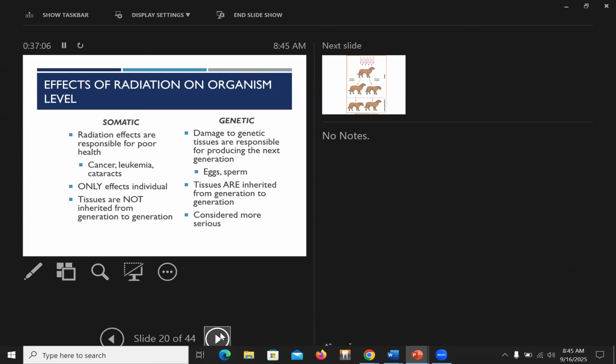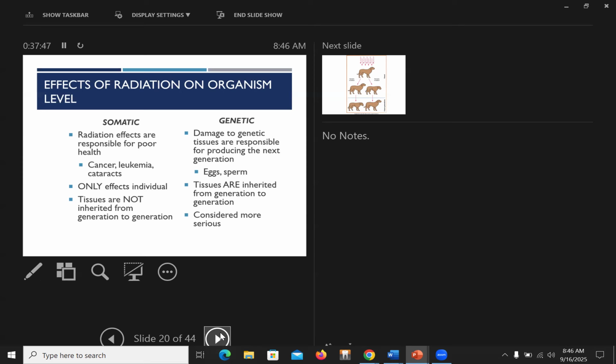So for somatic radiation, the effects are responsible for the poor health of the individual. Generally speaking, if they're getting a large dose of radiation, the poor health that they feel is going to be affecting the somatic tissue, and it's only going to affect the person that is getting that radiation. Tissues are not inherited from generation to generation. You don't get your mom's arm. Everything that you get is inside of that genetic bundle in the reproductive system. So it's kind of separated, right?